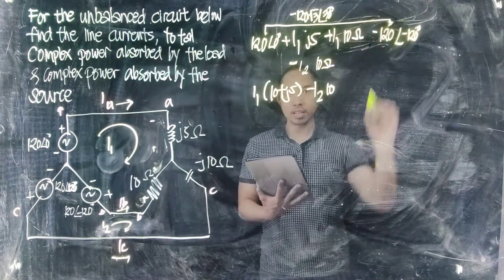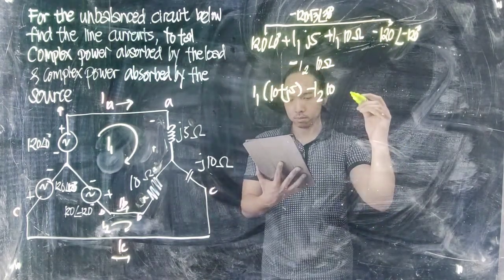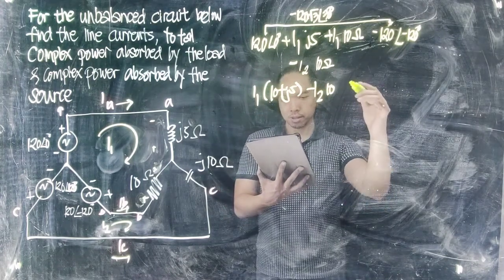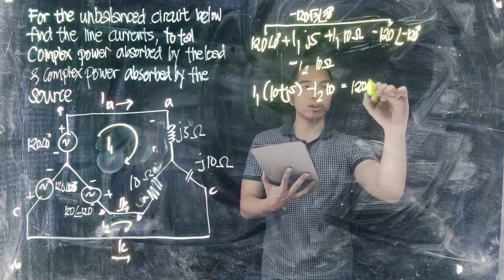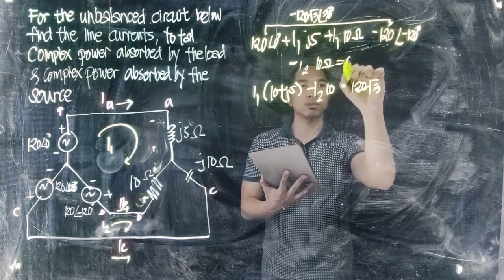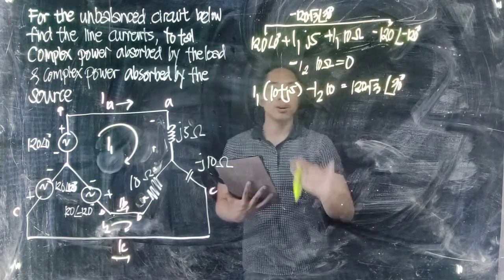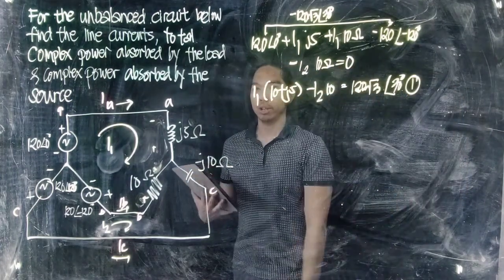Transposing that to the other side, if you're going to fix this equation, that would be 120 square root of 3, angle of 30 degrees. So we have now created our first equation. That's our equation number 1.